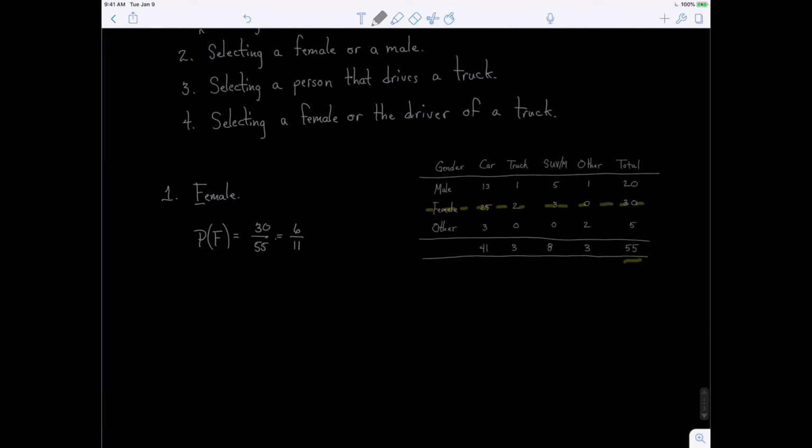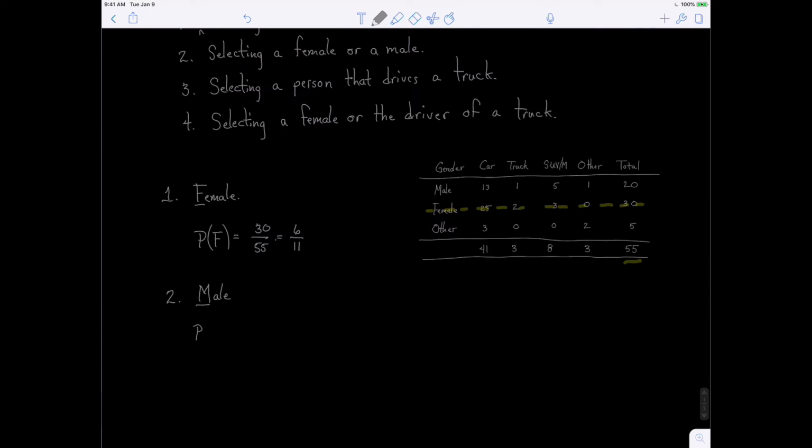Let's tackle number 2. Number 2 says the probability of a female or a male. We're going to represent males with a capital M. So we want the probability of the person being female or male, meaning we can satisfy our desired result with either one of these.